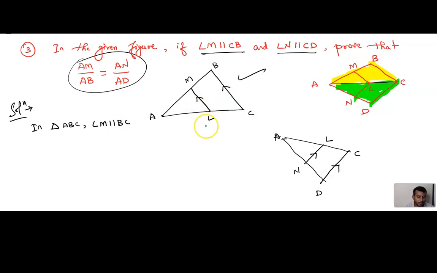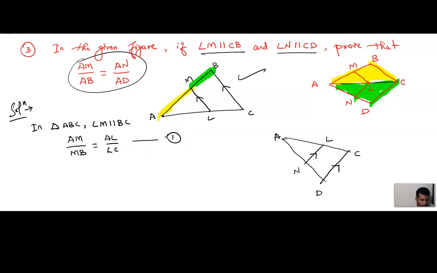If this side is parallel to this side, can we apply BPT? So what is BPT? Half by half. AM by MB, half by half. This is half, and this is another half. Understood? AM by MB is equal to AL by LC. This is equation 1.